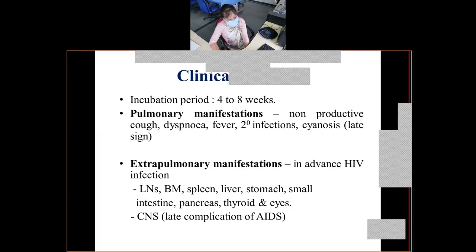So the clinical manifestations here, you can have pulmonary manifestations. Most of the time they can present with non-productive cough, dyspnea, fever, and sometimes cyanosis. Now extrapulmonary manifestations, in advanced HIV infections, it will affect the lymph nodes, the bone marrow, spleen, most of the reticuloendothelial system, and in AIDS, it can affect the central nervous system, which can be a very late complication.